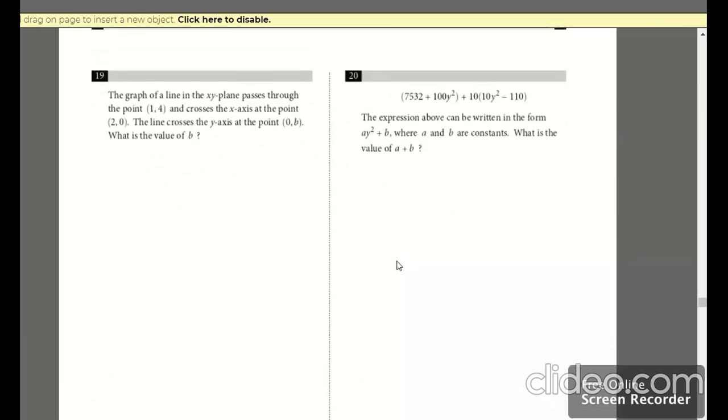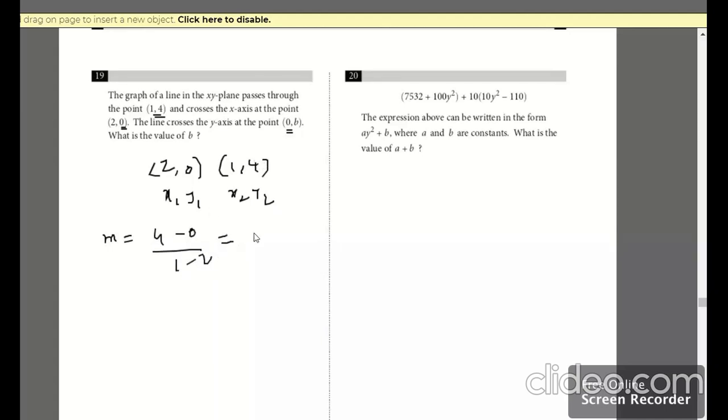Moving on to the last set of questions. The graph of a line in the xy plane passes through the point (1, 4), crosses the x-axis at the point (2, 0), and crosses the y-axis at the point (0, b). What is the value of b? Basically in the xy plane it passes through a point (1, 4) and crosses the x-axis at (2, 0). So we have (2, 0) and (1, 4). Let's take these as 2 points and get the slope of it. So we get the difference of y over the difference of x, which is basically 4 over minus 1, that is negative 4.